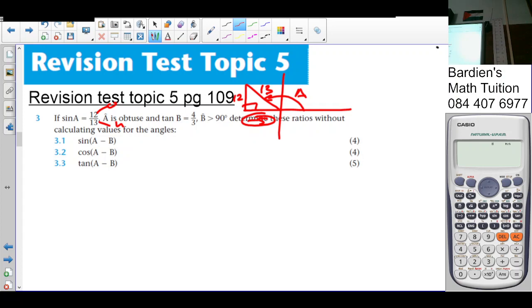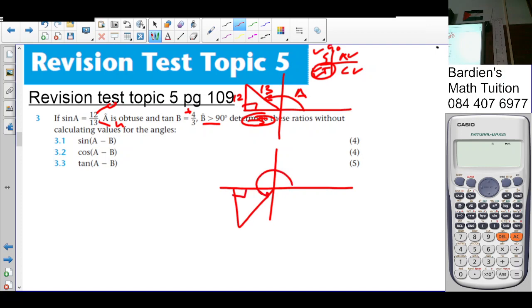Then we are told that tan of beta, where beta is greater than 90, is equal to 4 over 3. So tan is positive. In which quadrants is tan positive? All Stations To Central: it's 1 and 3. But beta is greater than 90, so it's 2, 3, 4. So it has to be in quadrant 3. So we draw the beta angle there, in quadrant 3. There's your beta.